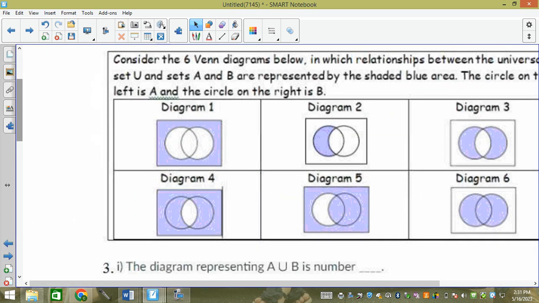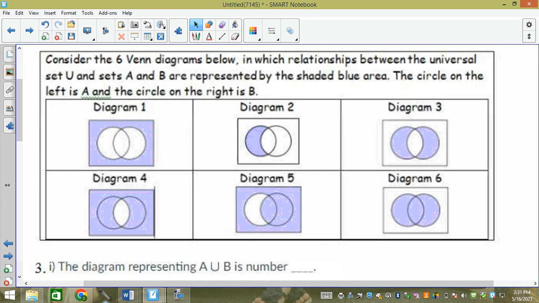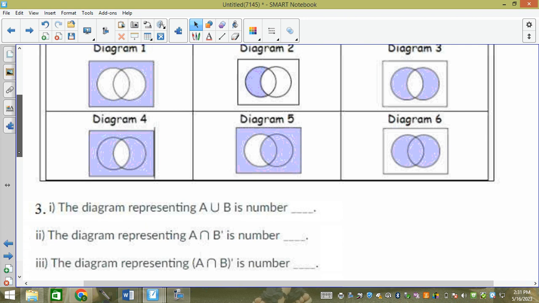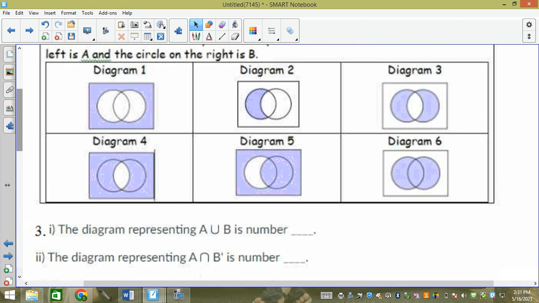Here we have, consider 6 Venn diagrams below in which relationships between the universal set U and A and B are represented by the shaded blue area. The circle on the left is A and the circle on the right is B. We want A or B. A union B is A or B, which is the snowman, which is 6.